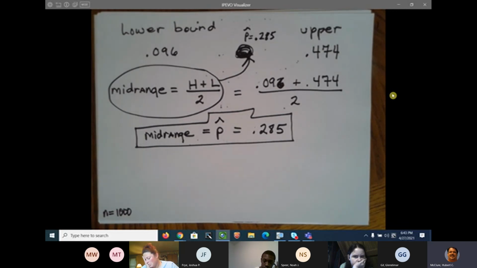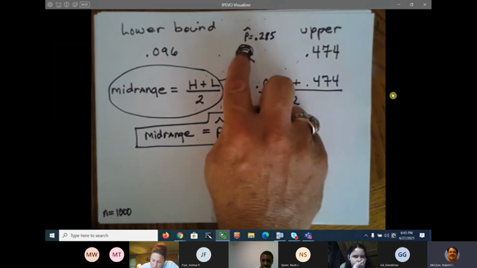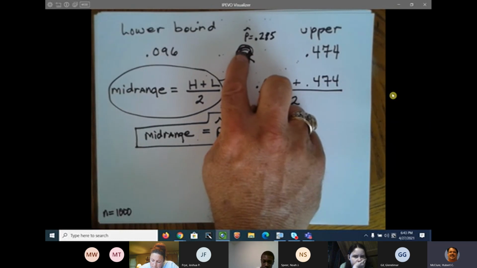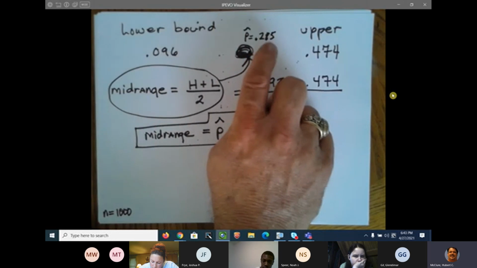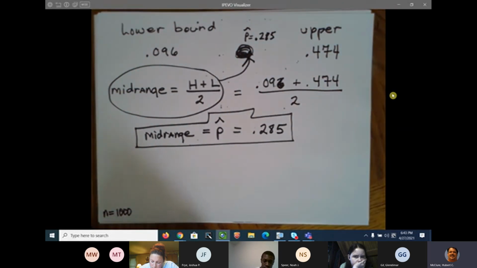Okay, I'm going to ask one more time. If I have p hat in the middle and I have an upper and a lower bound, can I find my margin of error? Yeah. I heard, I said, yeah. Good job.